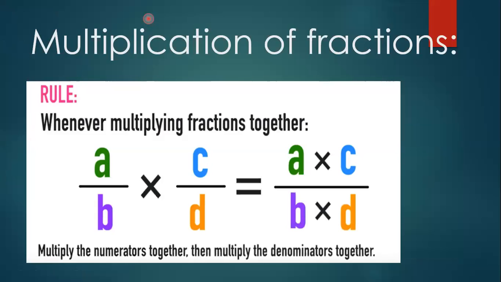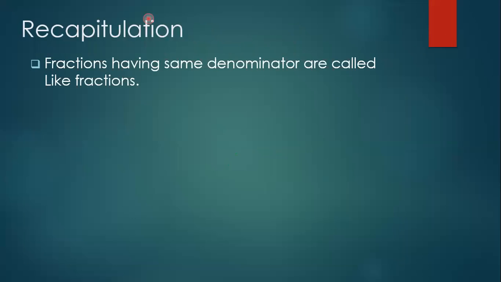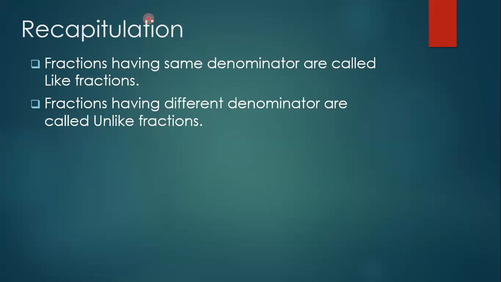All right. For example, if you have two fractions a by b multiplied by c by d, what will you have? You will have a multiplied by c divided by b multiplied by d. I hope this is clear to you all. Okay. Remember, fractions having the same denominators are called like fractions. Fractions having different denominators are called unlike fractions.